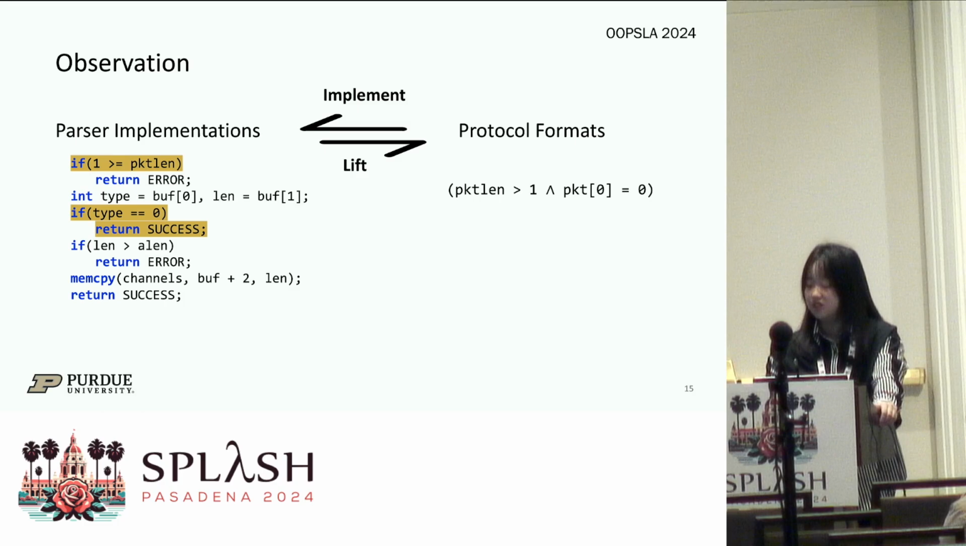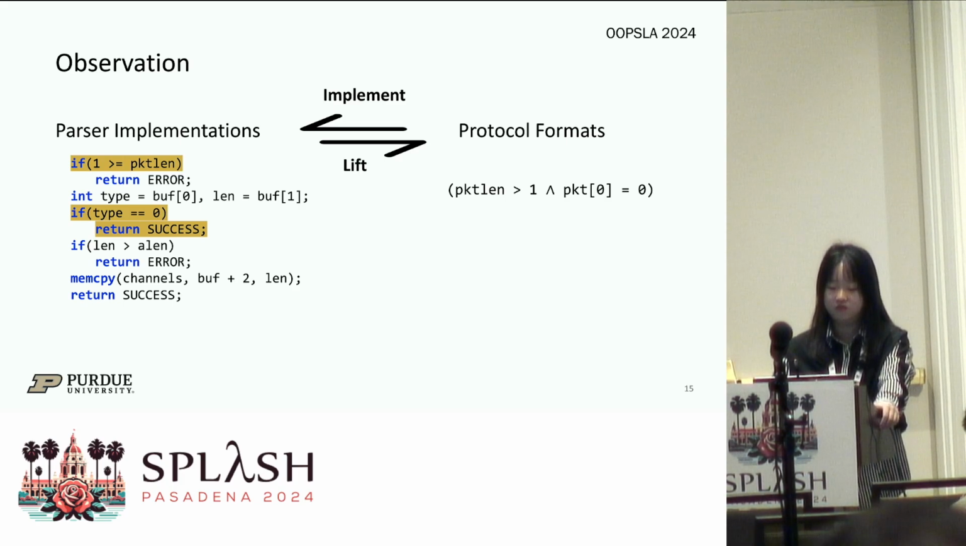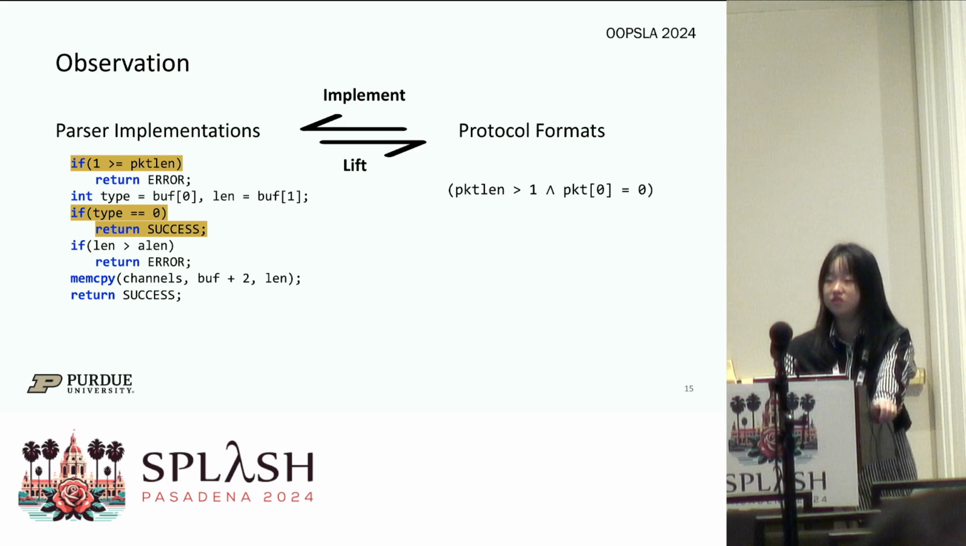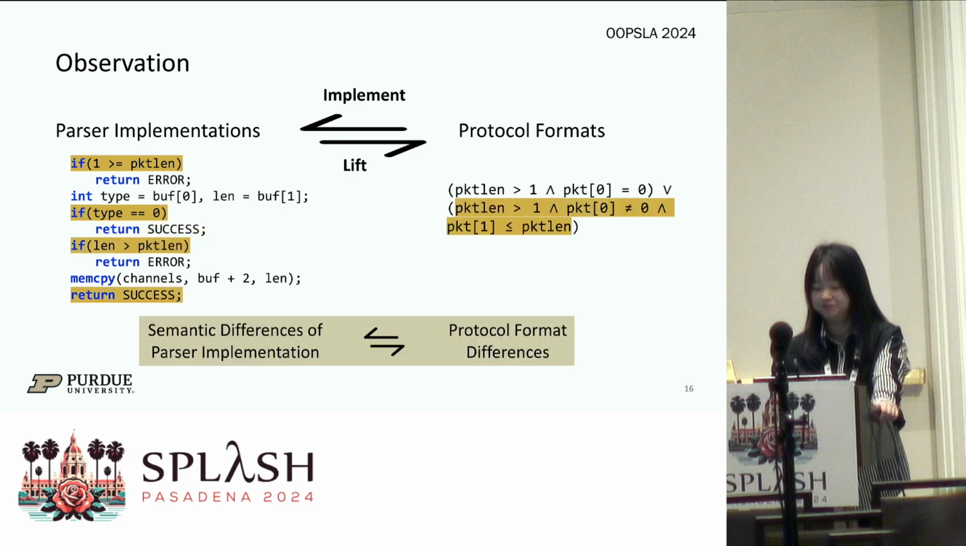For the parser implementation on the left, there are two successful parsing paths, which actually return success in this case. The first path, I highlighted it in yellow. It has if 1 greater or equal to packet length return error, so it requires packet length greater than 1. And also checking for the type field. The type field is actually representing the first byte in the buffer, so it requires the first byte of the buffer be equal to 0 in order to return success. So we get the parse constraints on the right. The packet length should be greater than 1, and then packet[0] should be equal to 0 for this path.